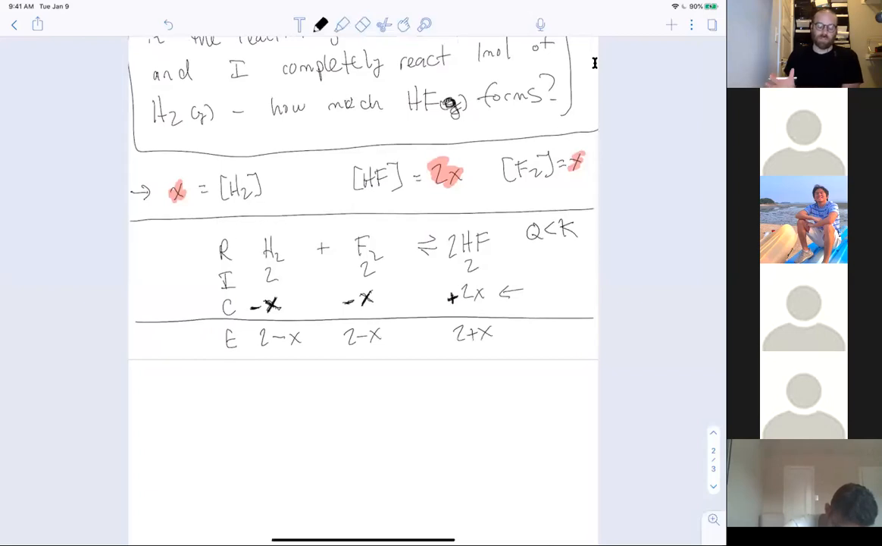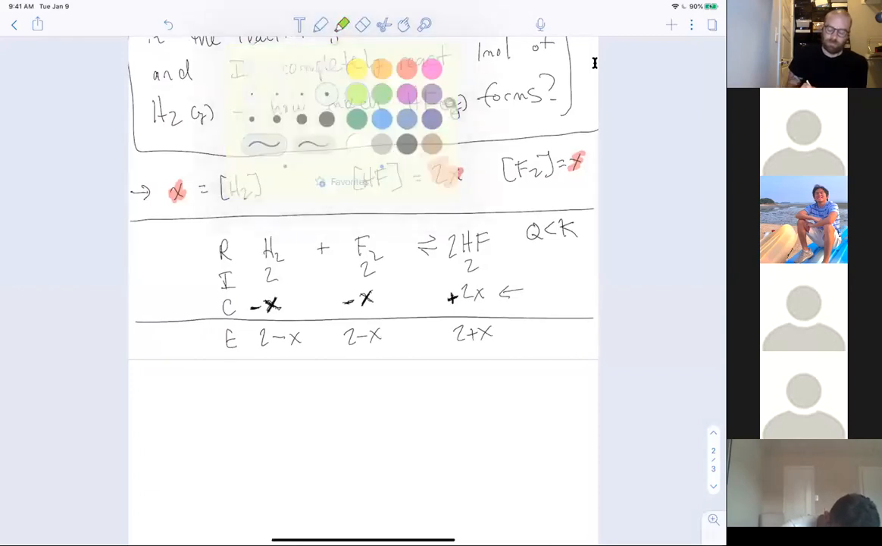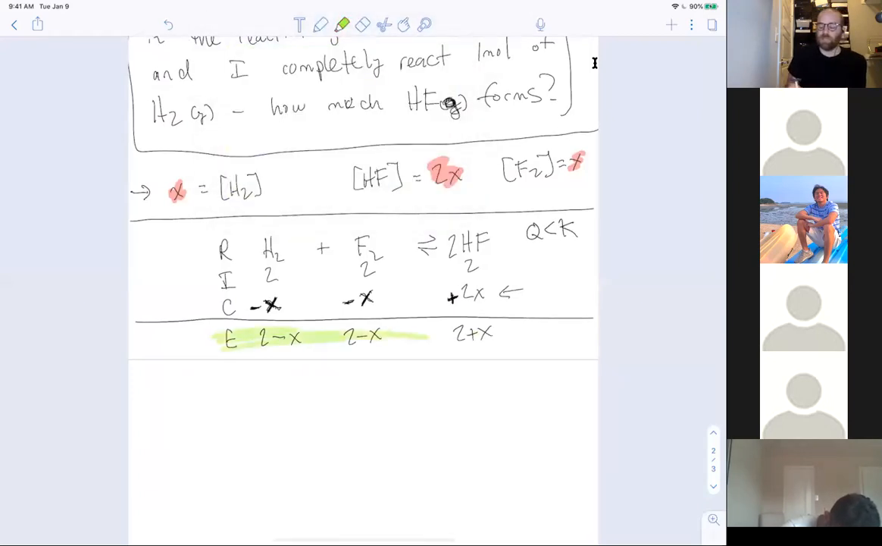Okay, so what does this mean? This tells me that at equilibrium, these are my concentrations, which is ultimately what the problem is asking me for. So I know that at equilibrium, it's going to be 2 molar minus whatever the amount is of H2 that reacts. For fluorine, it's going to be the same thing.